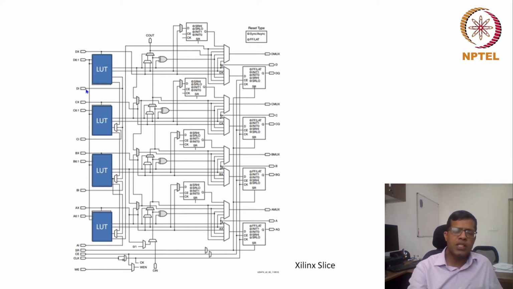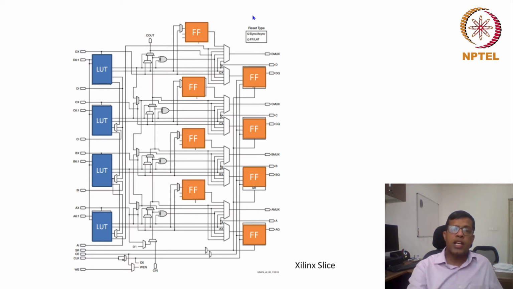Basically these are all LUTs. There are 4 LUTs, all 6-input LUTs, with inputs 1 to 6, and all the inputs are different. So this is A1 to A6, this is B1 to B6, this is C1 to C6, this is D1 to D6. Now there are 8 flip-flops.